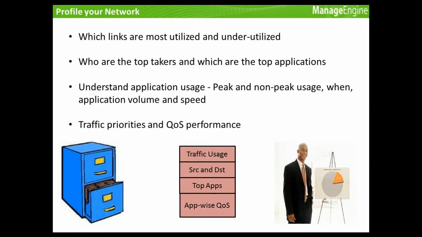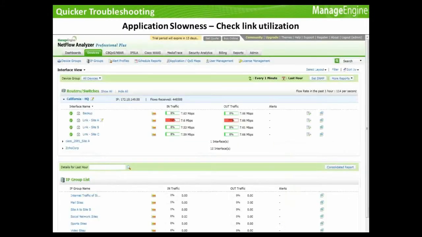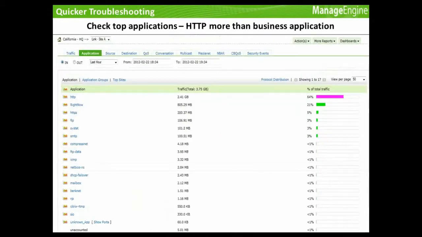And this is one of the use cases which happened to one of our customers. Their application was slow, and that is when they decided to implement NetFlow. They installed NetFlow, started monitoring their links, and found out which link has the highest bandwidth usage. As you see on the screen, they found the highest utilized link, drilled down on it, and found out which application is being used. In their case, they found that HTTP was being utilized much more than the CRM application or the business application.